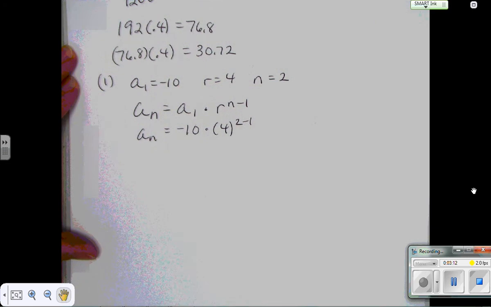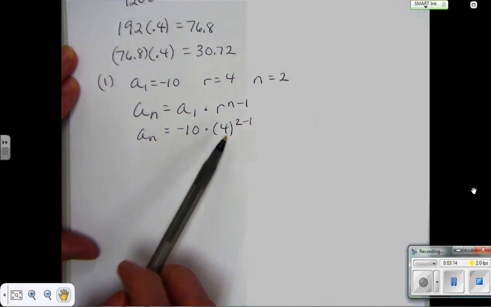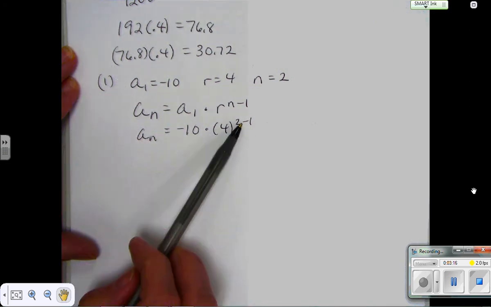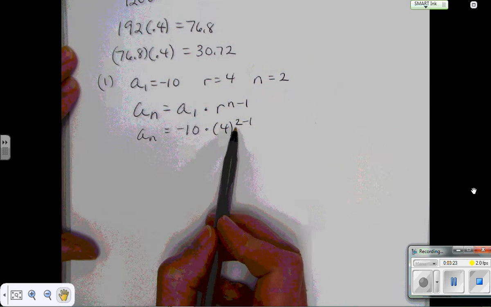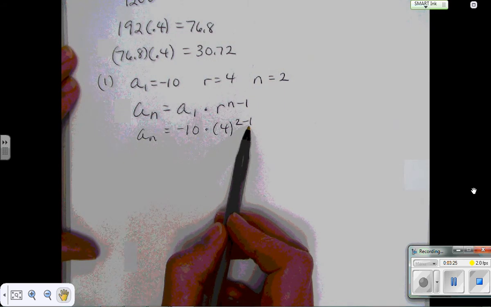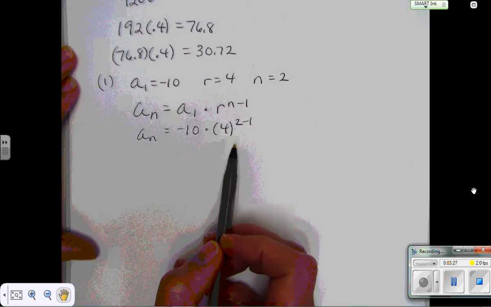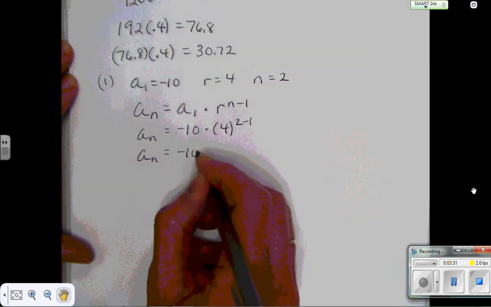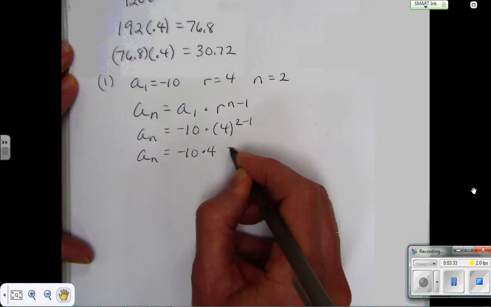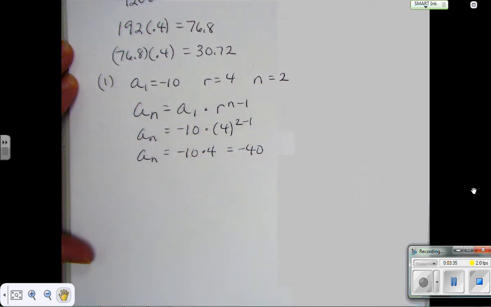Okay, so following the order of operations, you want to take your base, raise it to the power before you multiply by that negative 10. You want to keep it in order. So I'm going to find my exponent. 2 minus 1 is going to be 1. So 4 to the first power is just going to be 4. So you're going to have a sub n equals negative 10 times 4, and that's going to be negative 40. So that's your a sub n value for number 1. Any questions?